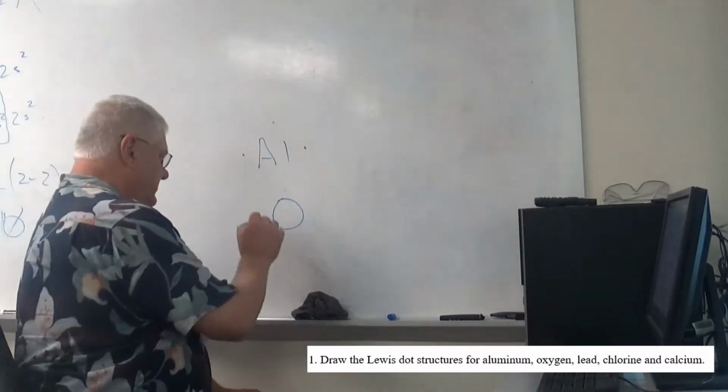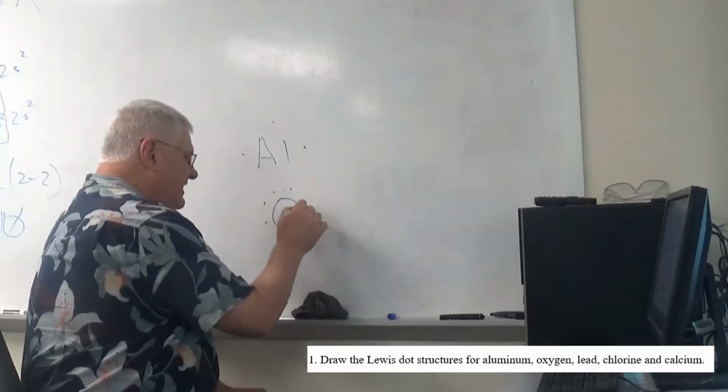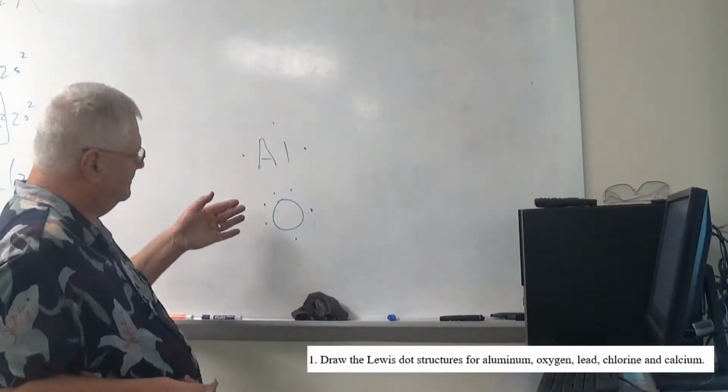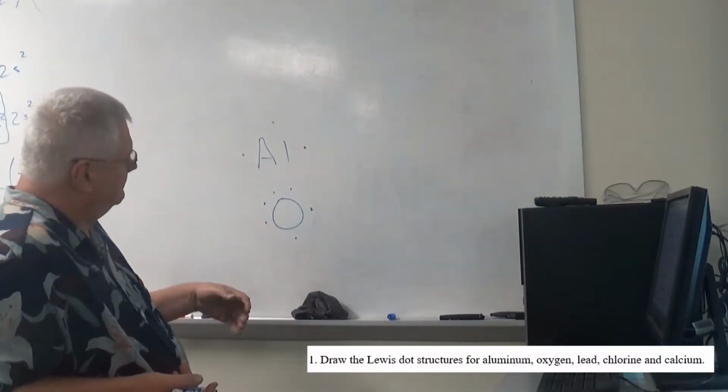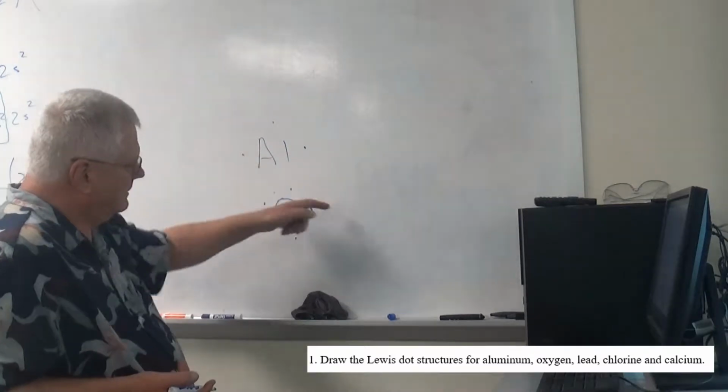What group is oxygen in? 6. 6, good. 1, 2, 3, 4, 5, 6. Okay, and usually we pair them. It doesn't matter which sides you pair them, but you got 2, 2, 1, and 1.